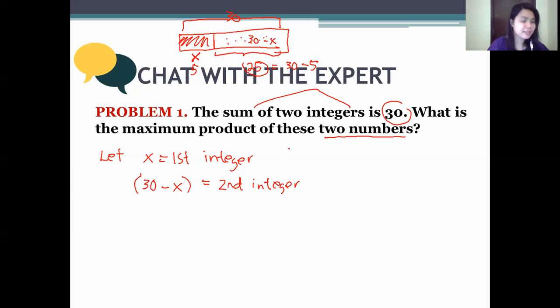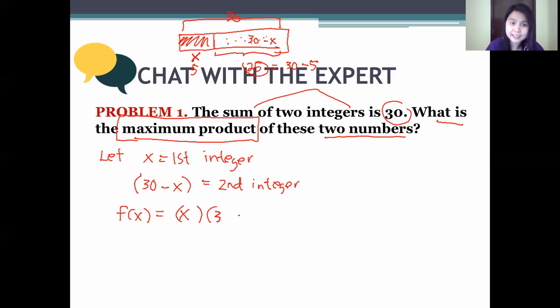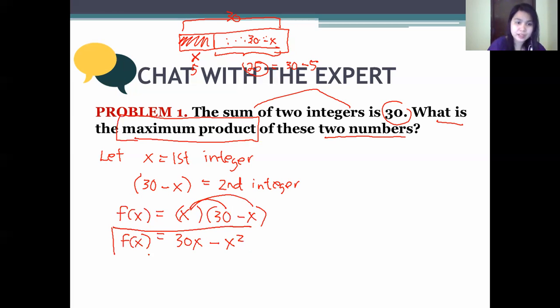Now, what does the problem say? The problem is asking us for the maximum product. What is the maximum product of these two numbers? So what will we do? We will multiply. The function of x will be the product of these two integers, so the first multiplied by the second. We will distribute. We have 30x and negative x squared. So this is now our equation, f of x.